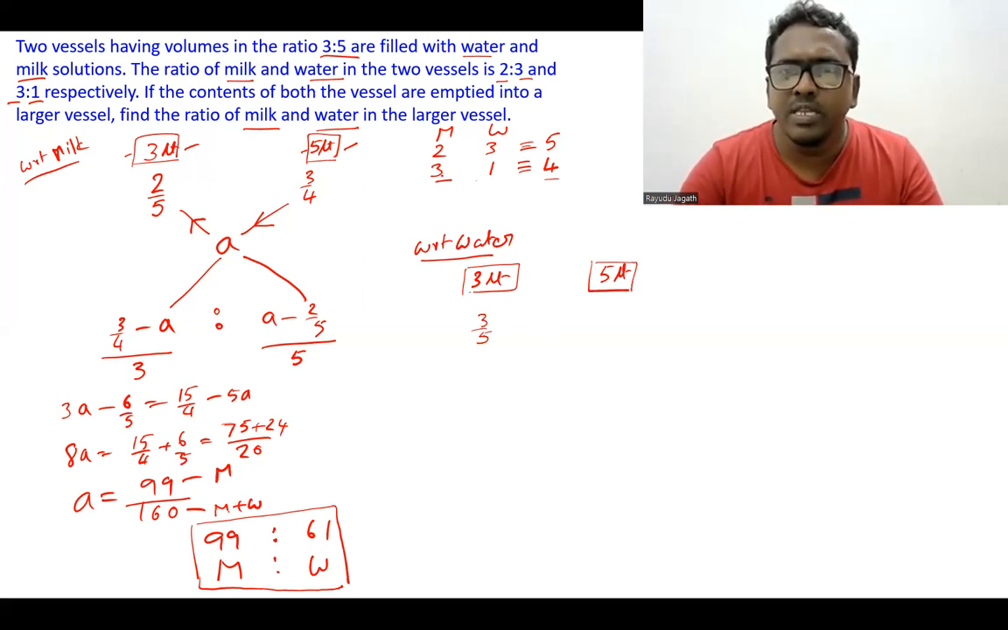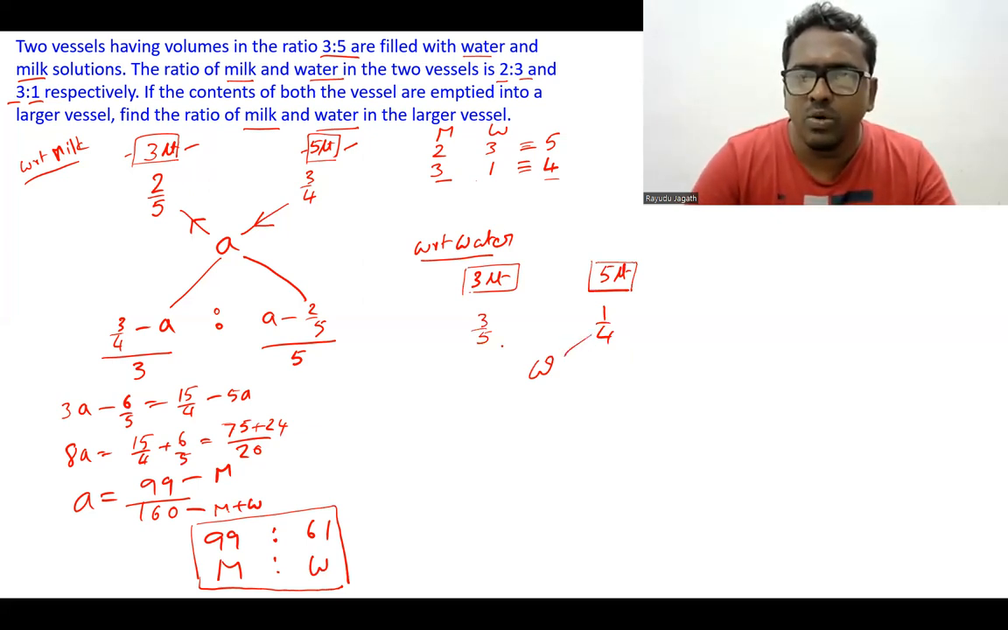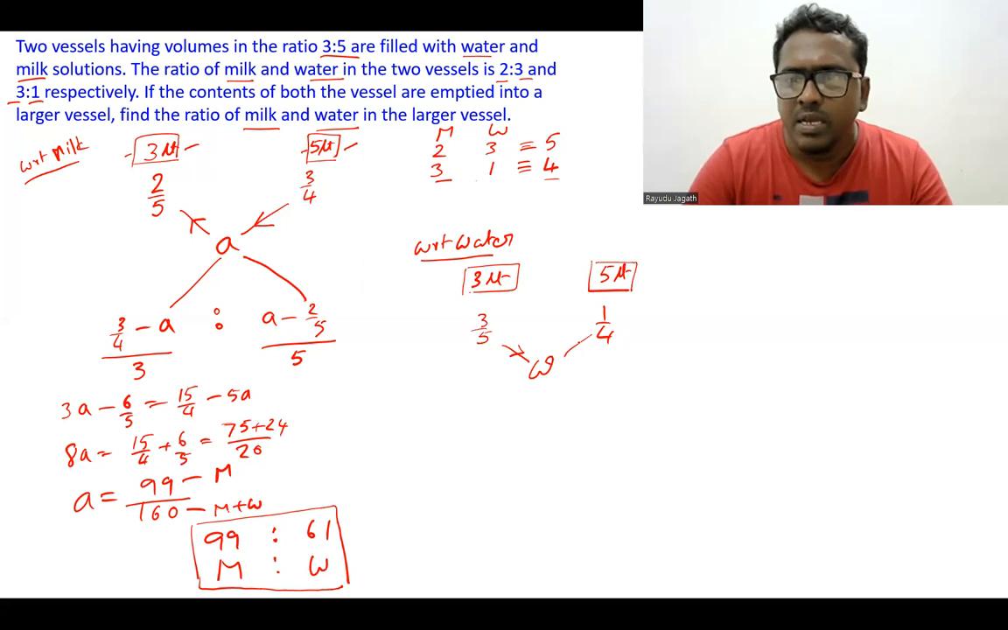And in the second one, 3 is to 1, so 1 by 4 is the water content. So if you write 3 by 5 and 1 by 4, this is 60%, this is 25%. Definitely, assume W, small w, is the water content ratio in the overall mixture. So W will be less than 3 by 5 and greater than 1 by 4. Therefore, the arrow can be kept like this.